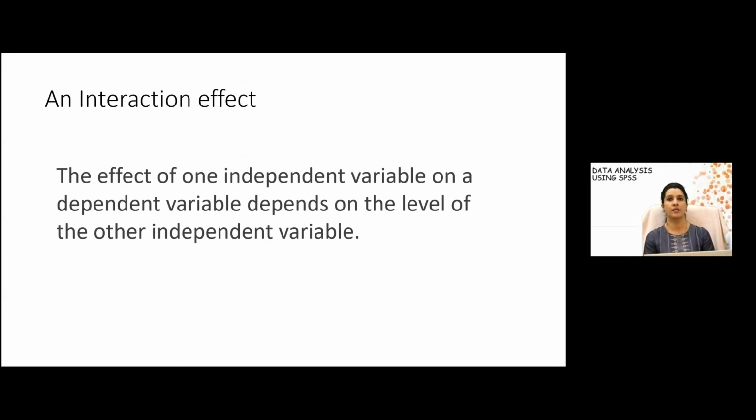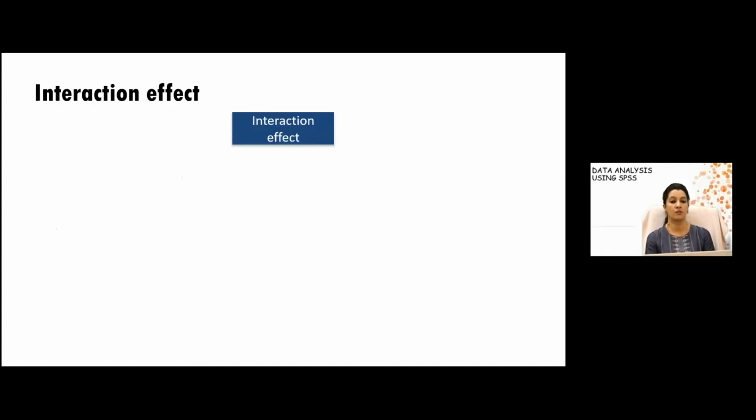And now coming to the interaction effect. I have repeatedly told you that because there are two independent variables, we see the effect of the interaction on the dependent variable. So how do we define an interaction? An interaction is the effect of one independent variable on a dependent variable that depends on the level of the other independent variable also.